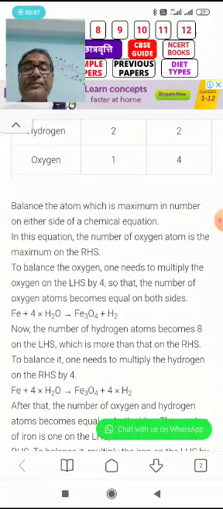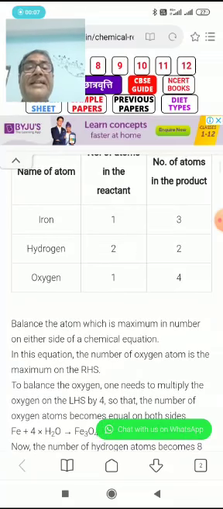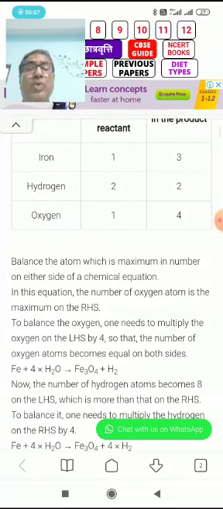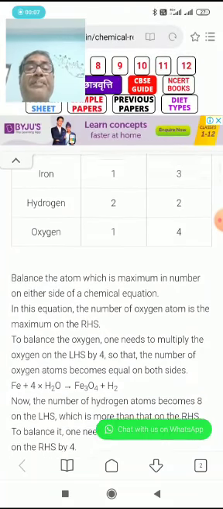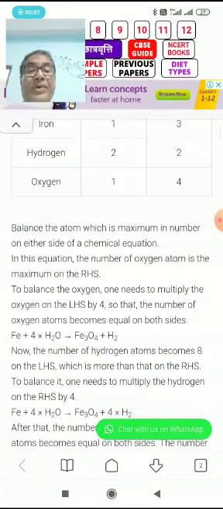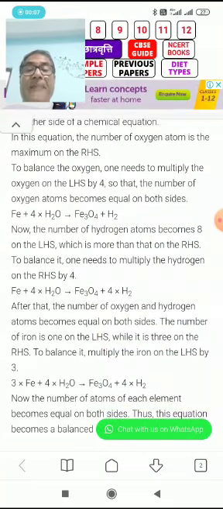Now the number of hydrogen atoms becomes 8 on the reactant side, but on the product side it is only 2. So we multiply the hydrogen on the product side by 4. After that, the number of oxygen and hydrogen atoms becomes equal on both sides.